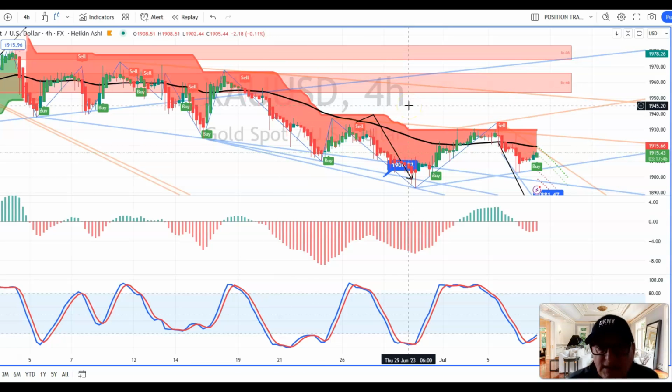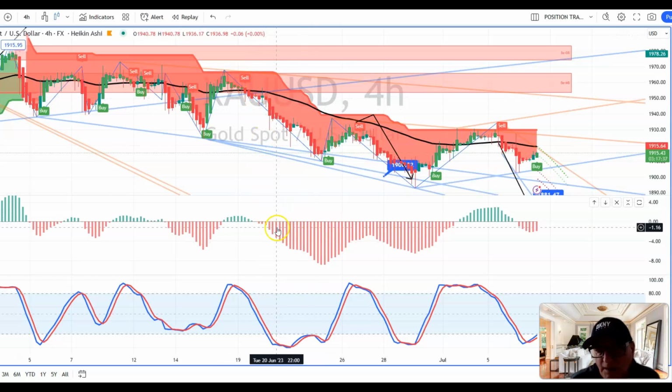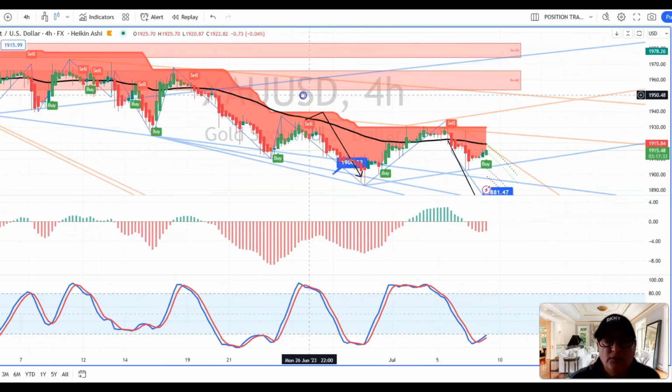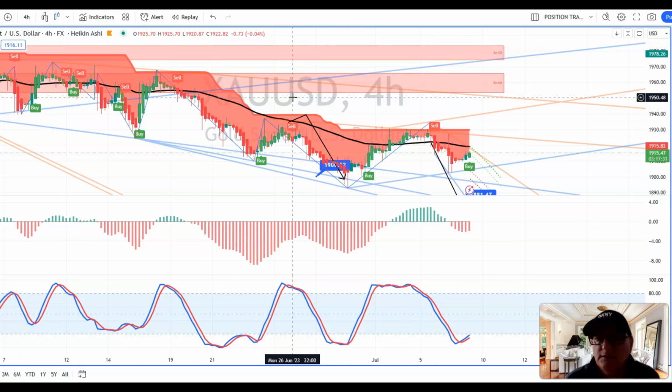Hundreds of pips in that move. So the momentum is the key. So once you've got momentum, then the price drives down and is confirmed by the red color. So hopefully that's helpful in terms of the 4-hour chart.